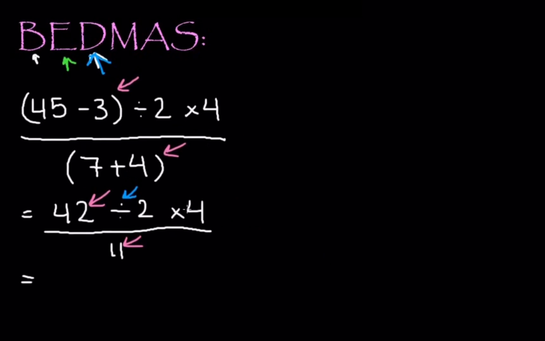So 42 divided by 2 gives us 21, and we don't have any other division, so we rewrite the sentence, and we have multiplied by 4. And we know that division and multiplication come in the same step, but whichever one comes first from the left, we do that one first. So we had division first, so we did that one and got 21. Okay? So now it's time for the multiplication.